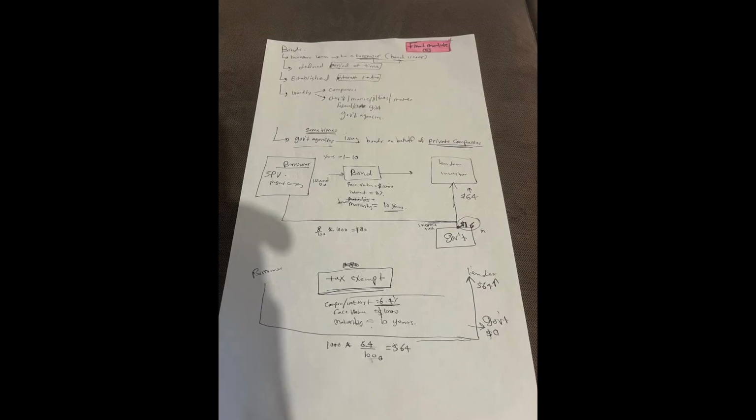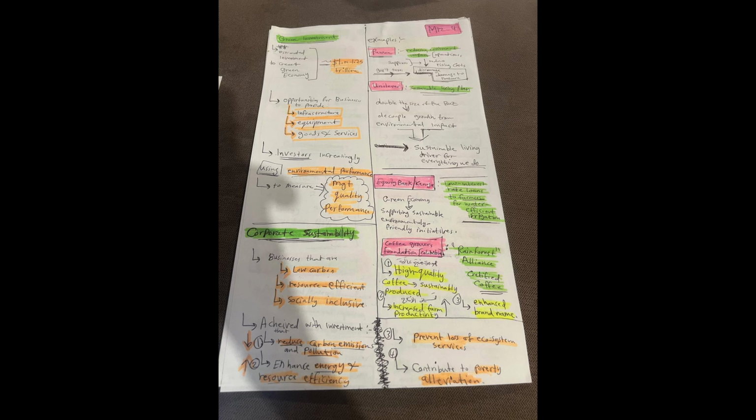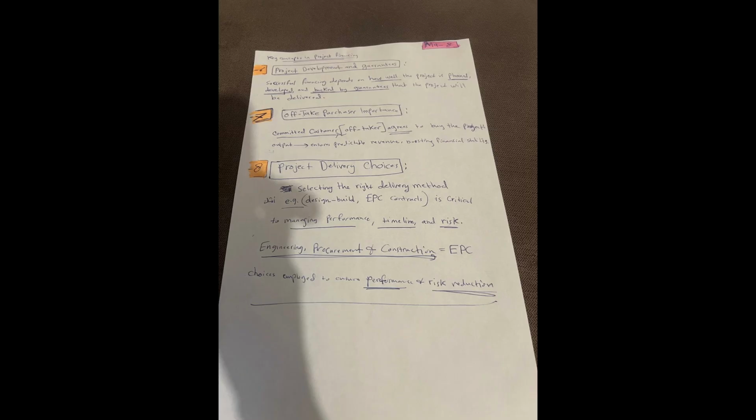Exactly. It all connects. And think about the scale. Estimates are over $1 trillion needed annually for the green transition. That's immense opportunity. And investors are paying attention. Increasingly, environmental performance is becoming a proxy for good management, for future-proofing a company. Which brings us neatly to corporate sustainability itself. What does that look like in practice?